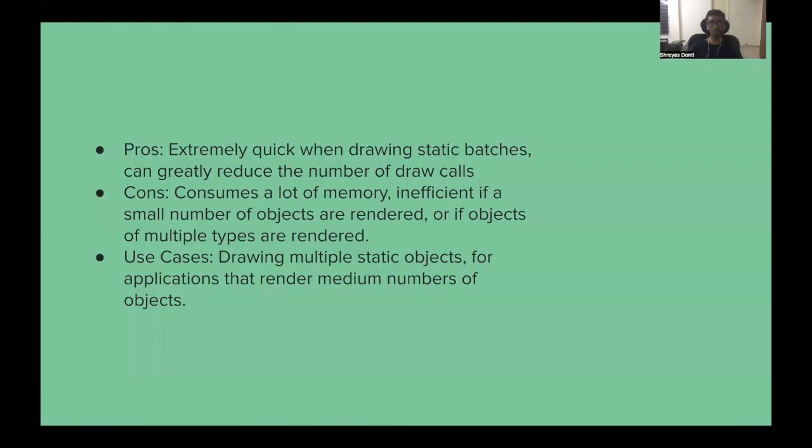Now, the pros of batch rendering are easy to see. It is extremely quick, especially when rendering static batches, as the data doesn't have to be modified every time. And it can greatly reduce the number of draw calls.